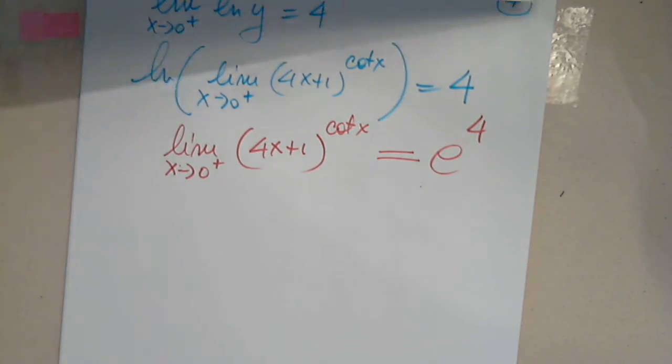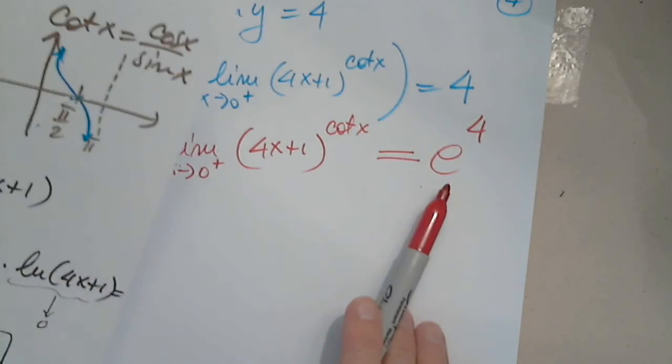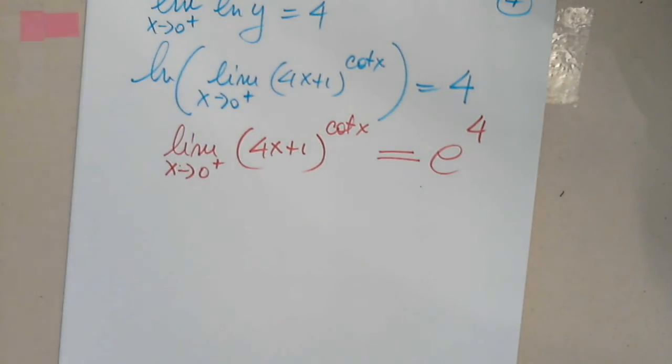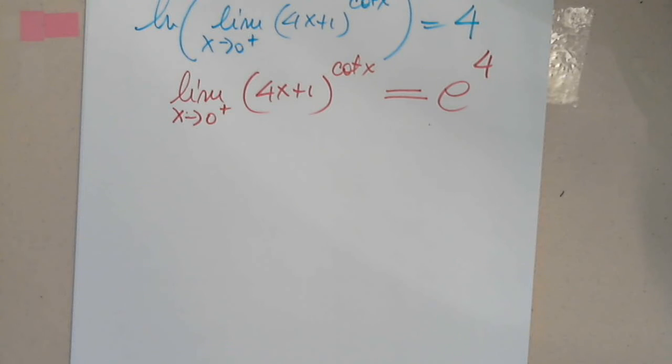And no, don't tell me that you would have known that from the indeterminate case 1 to infinity, that you would have come up with e to the 4th. I would not believe it. I'm kidding, of course. Any questions?